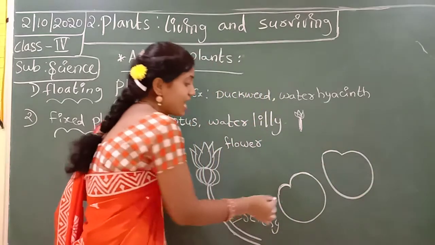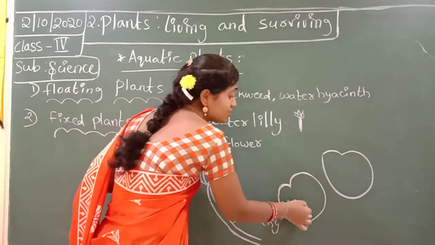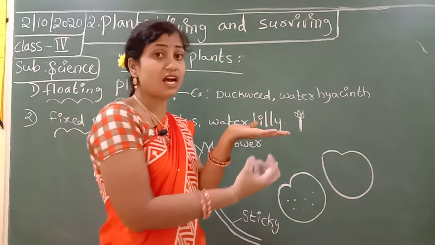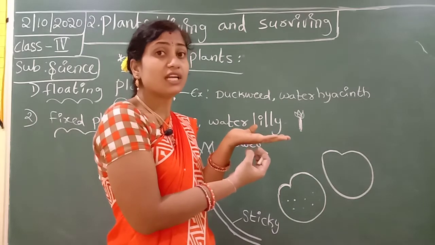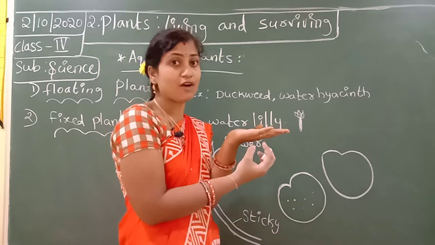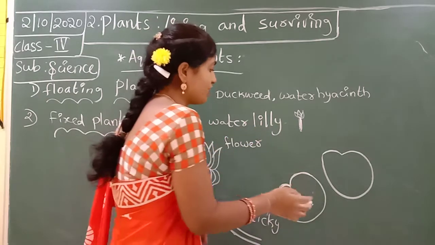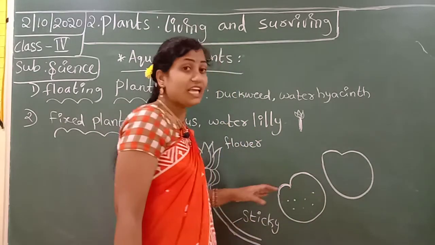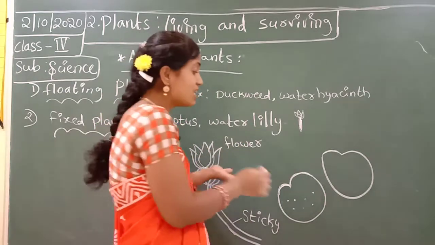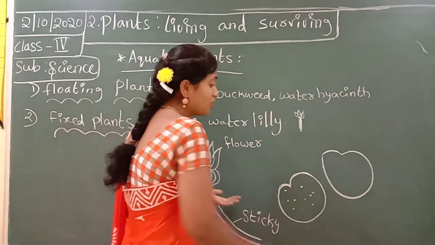Very broad leaves have a speciality. Actually, in all leaves, only the underside has very small, tiny pores. That is called stomata, we know very well. But in this leaf, only the upper side has the stomata.